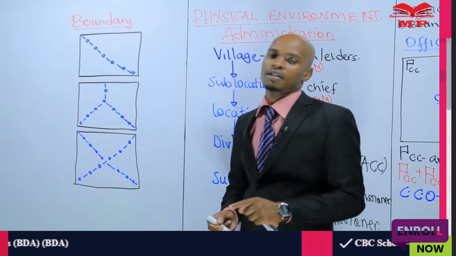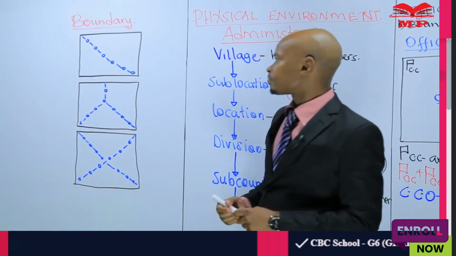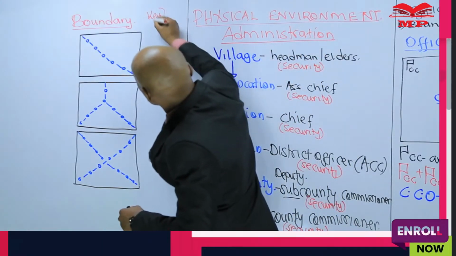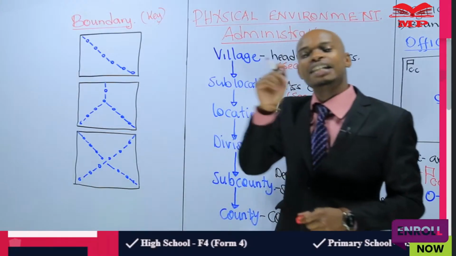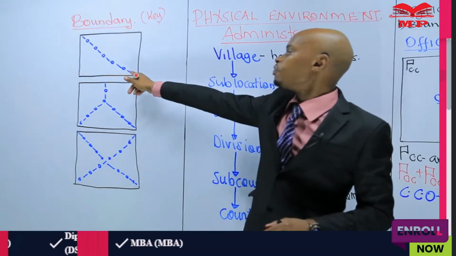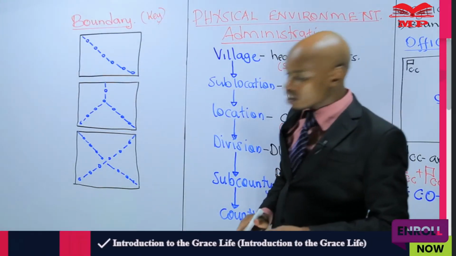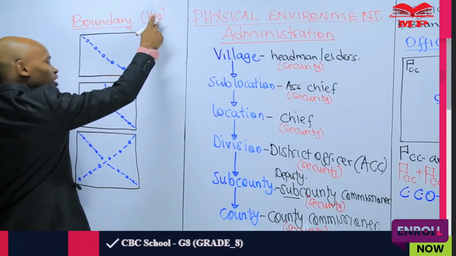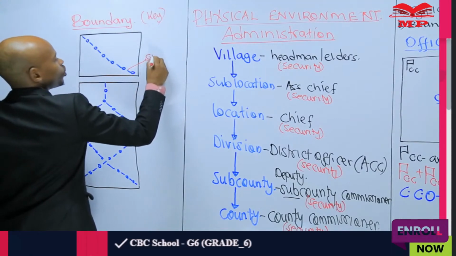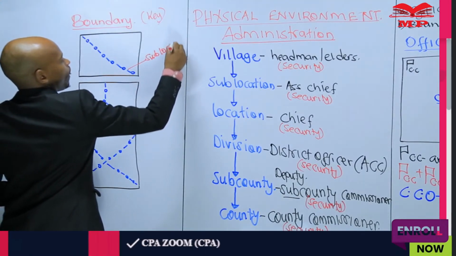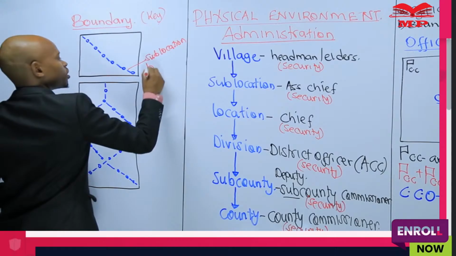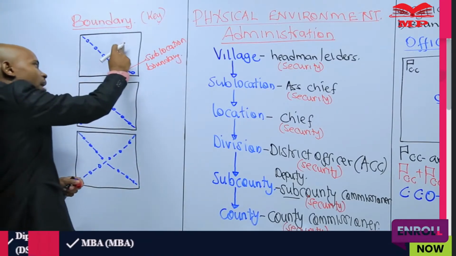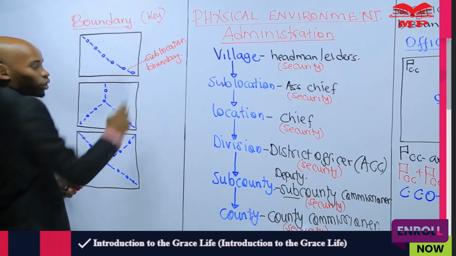First thing first, go to the key. Remember, each map has a key. Go to the key and identify which type of boundary this one is. For instance, this one is a sublocation. According to the key, this one is a sublocation boundary. According to the key of this map, this is a sublocation boundary.